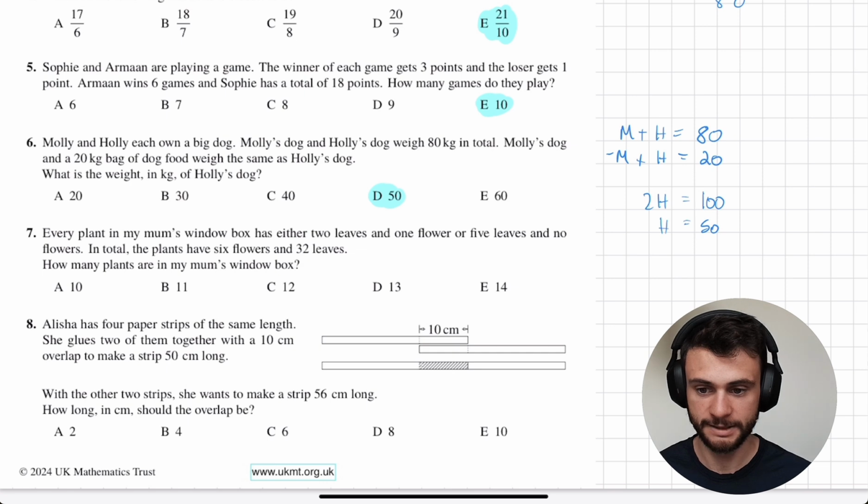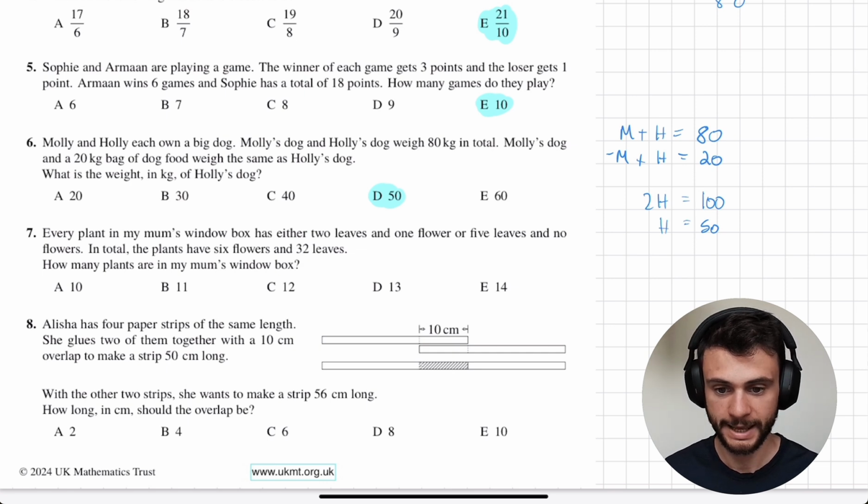Okay, every plant in my mum's window box either has 2 leaves and 1 flower, or 5 leaves and no flowers. In total, the plants have 6 flowers and 32 leaves. How many plants are in my mum's window box?